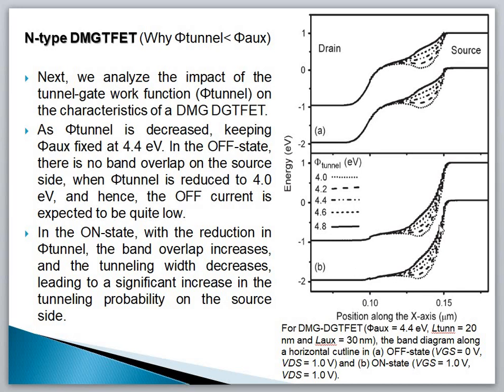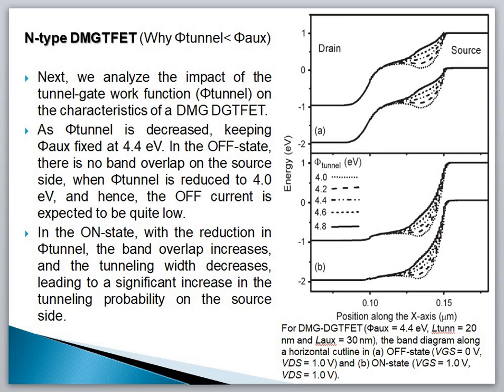In the on state, reverse processes take place, or we can say that if you reduce the work function at the tunneling gate, this will help you to improve the on state current. While reducing the gate work function value, we are reducing the tunneling width and leading to a significant increase in the tunneling probability. When these bands overlap, the conduction band of the channel and the valence band of the source will overlap. The tunneling width will become 0 and it will help to increase the on current of the device.